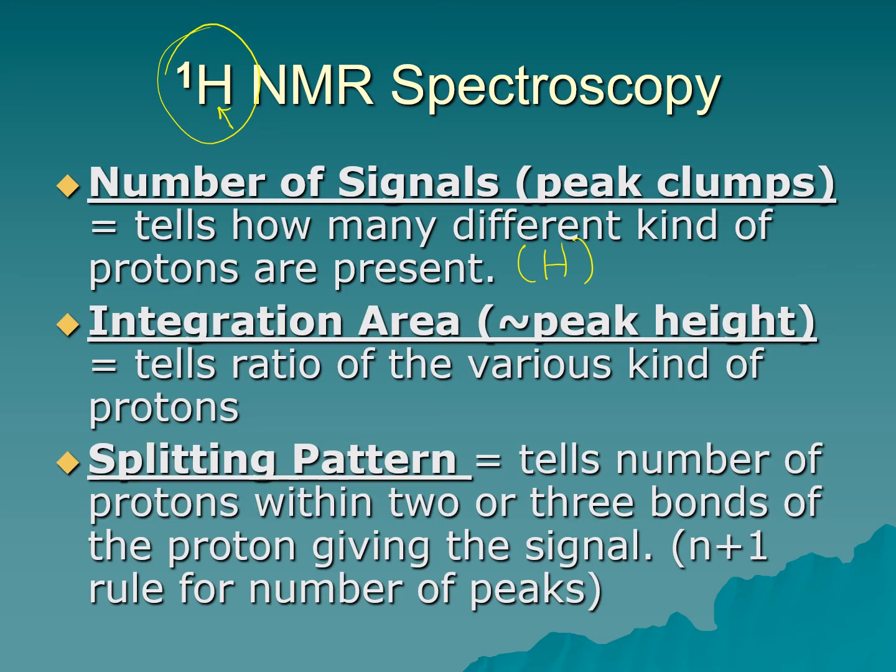It also tells you, and you can use this only for hydrogen NMR, the height of the peaks tells you the relative ratios of the hydrogens. It says protons, it always means hydrogens, okay? And then the splitting pattern tells you the number of hydrogens within 2 or 3 bonds of the hydrogen giving the signal. And we're going to use what's called the N+1 rule to help us figure out the number of peaks, or what the number of peaks means.